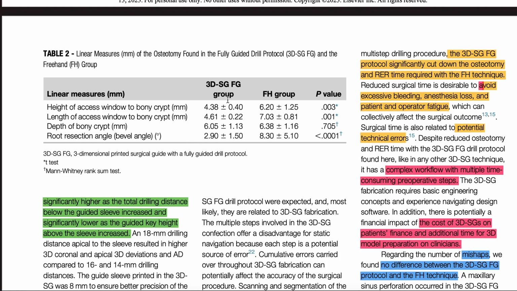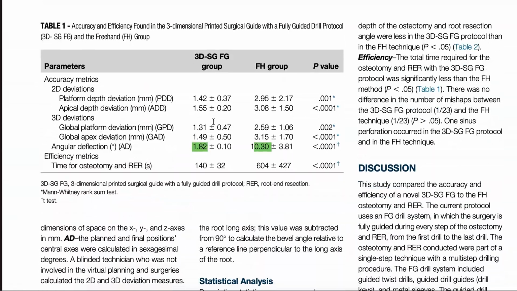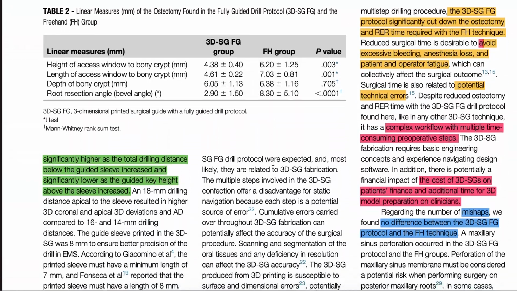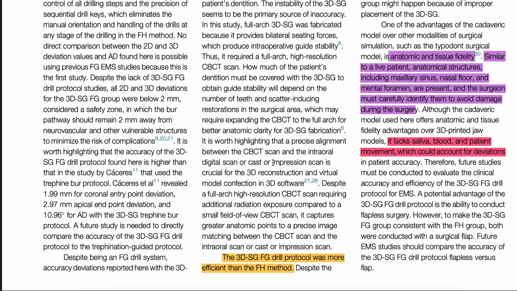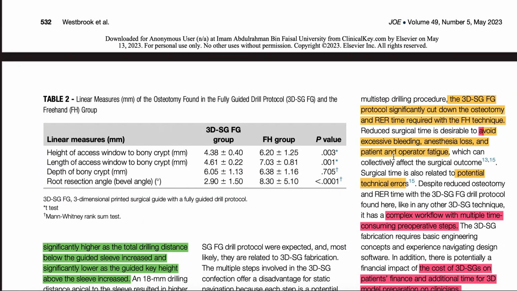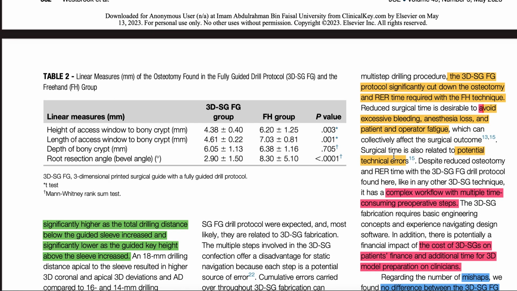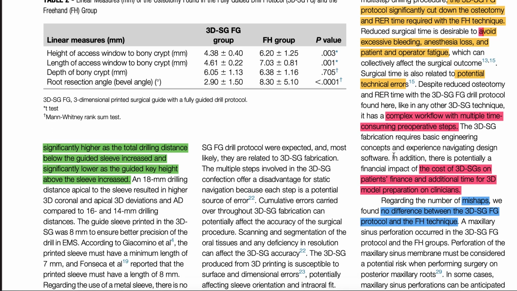The results: the guided group had significantly fewer errors, as we can see in this table. So there was a significant difference between the freehand and the guided, especially in the angular deflection. Looking at these results, time required was significantly less in the guided group, and this avoids excessive bleeding, anesthesia loss, patient and operator fatigue, and also avoids potential technical errors.